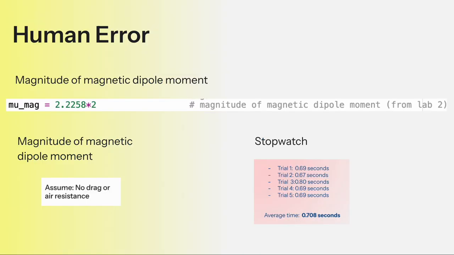And then for human error, the biggest one would be that my magnetic dipole moment from lab 2 was too small, so it wouldn't show up properly on the computational model. So to fix this, I scaled it by a factor of 2. And then I also assumed that there would be no drag or air resistance, which could be room for error, as well as human error in the stopwatch.